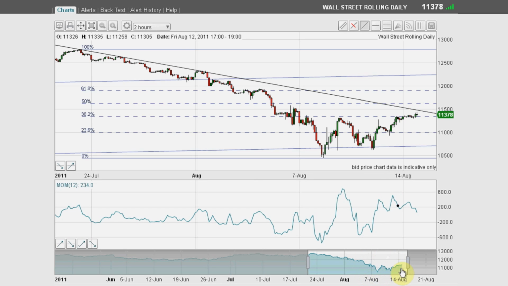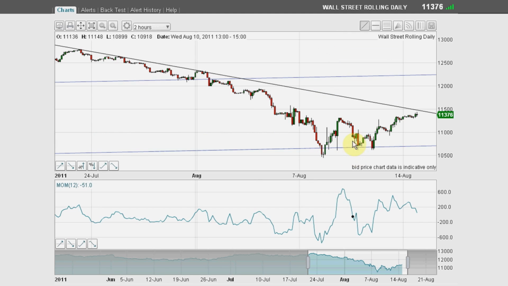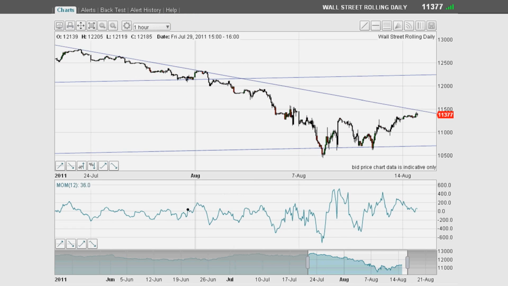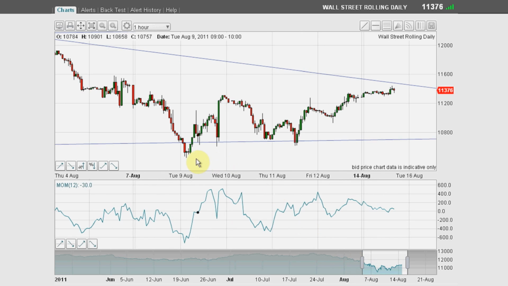Okay, let's see if we can draw any more tram lines. Let's get rid of all the lines, the Fibonacci, and we're on the 2-hour chart. Let's go to the 1-hour chart. Okay, let's scoot it up here. Now I've got a low here, and when I find a significant low, and another low which is higher than that low, I always like to draw a tram line.